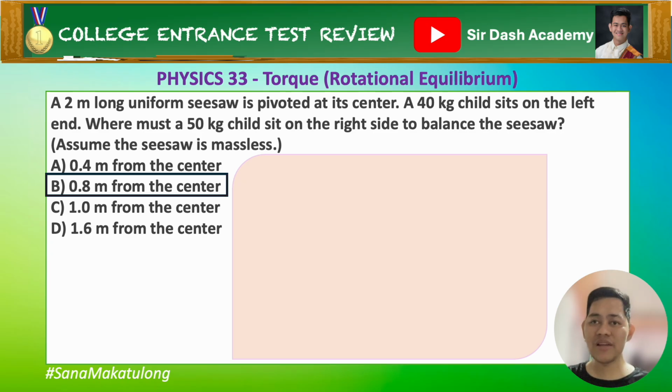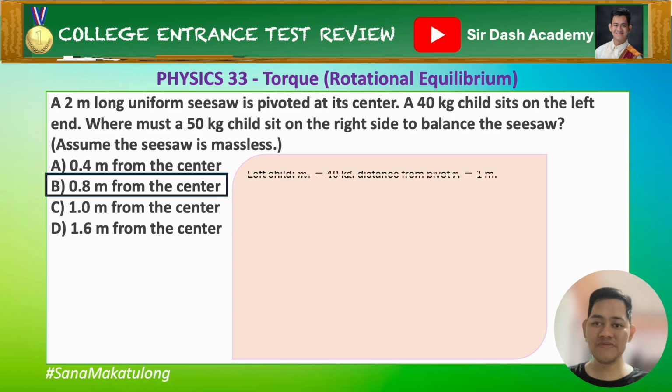And very important concept before we solve. For an object to be in rotational equilibrium, take note, yung total clockwise torque must equal the total counterclockwise torque. So dito, meron kang left and right side. Yung 40 kg child, nag-create siya ng torque on the left. So sa kabila naman, yung 50 kg child must create an equal torque on the right.